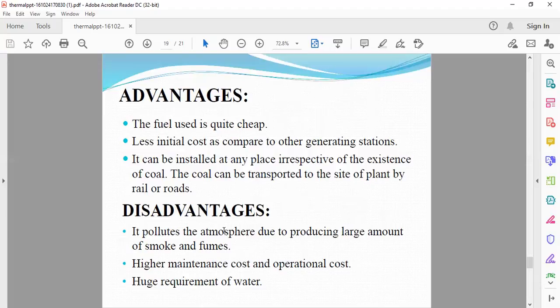In this way, we can explain the thermal power plant operation. In the next module, we are going to see how to operate hydel and nuclear power plants.